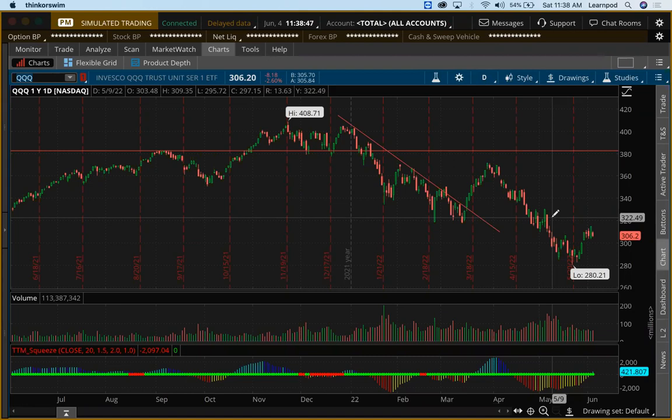So would I be very eager to go and buy calls on QQQ right now? The answer is no. Stay out. Do not be doing any bullish call strategies, for example. Definitely not advisable.